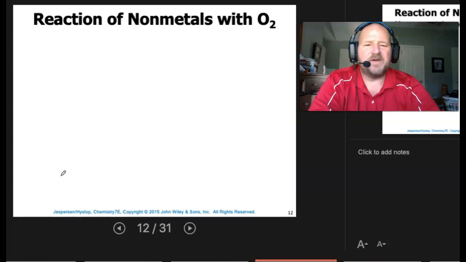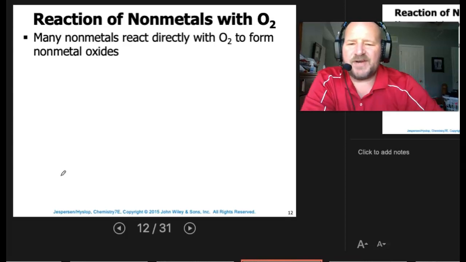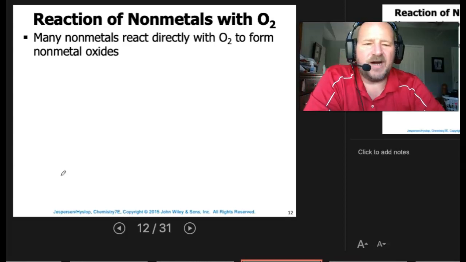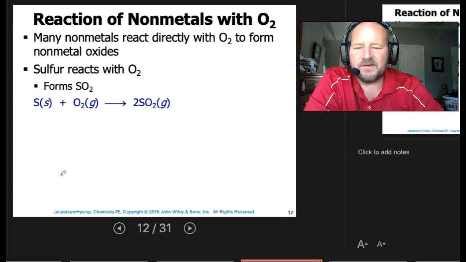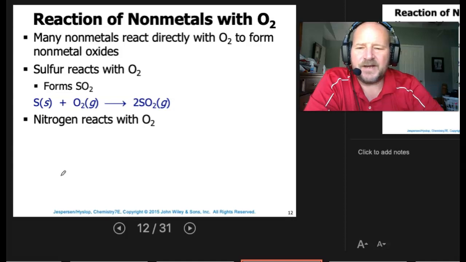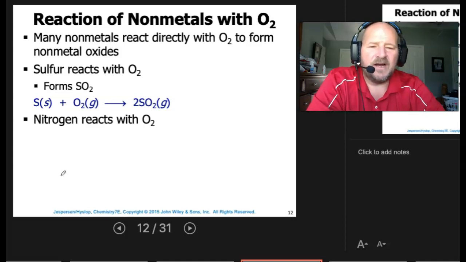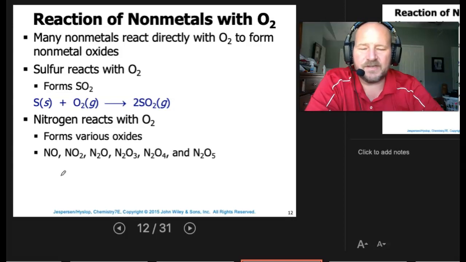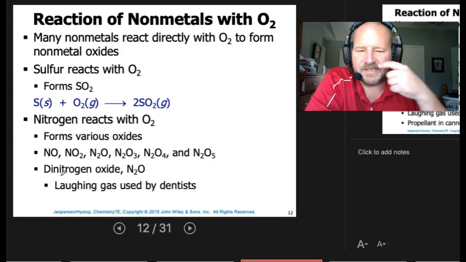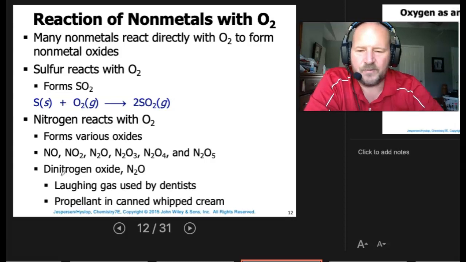All right, so reaction of nonmetals with O2. Many nonmetals react directly with O2 to form nonmetal oxides. So for instance, sulfur can react with O2 and it'll form SO2. So for instance, solid sulfur reacts with oxygen gas and it produces SO2 as a gas. Nitrogen can also react with oxygen. And of course, from here, we're going to form various oxides. So there you go, whole list of them. And we'll point out that it can also form dinitrogen oxide, which is N2O. And of course, that's laughing gas. It's also the propellant in whipped cream.